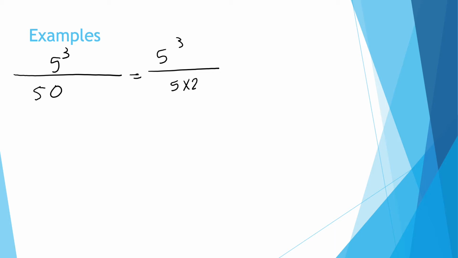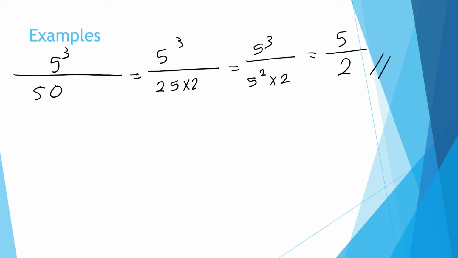25 times 2 equals 5 to the power of 3 over 25, which can be written as 5 to the power of 2 times 2. Now 5 to the power of 2 and 5 to the power of 3 can be simplified because they have the same base, so you can minus the powers. That gives me 5 over 2, and that's your final answer.